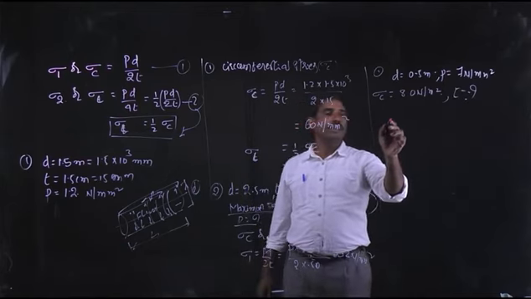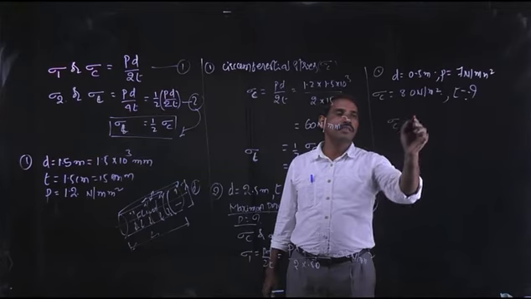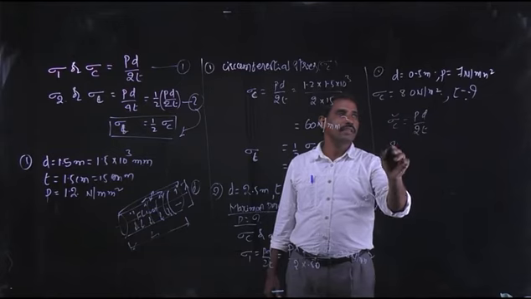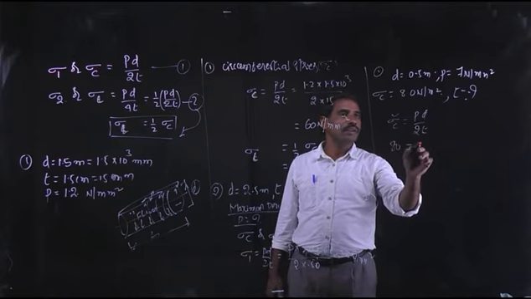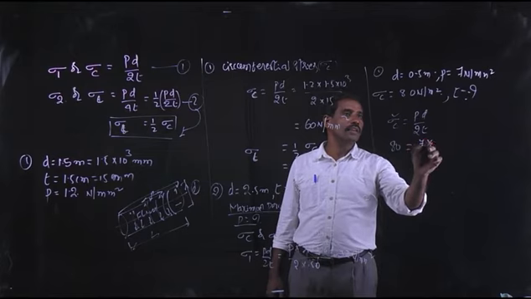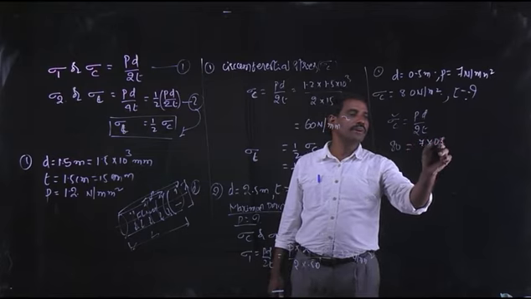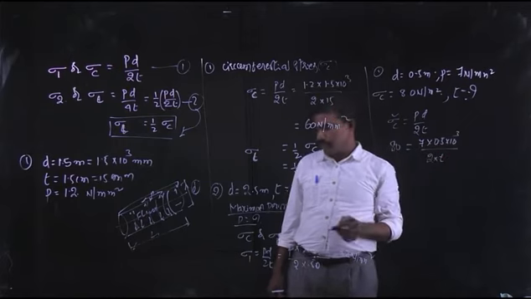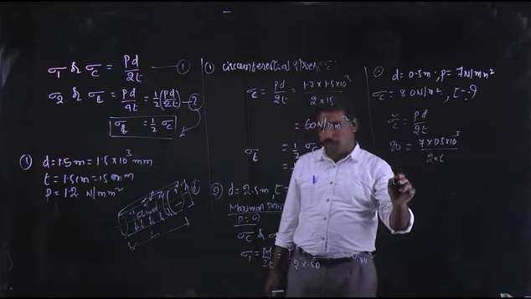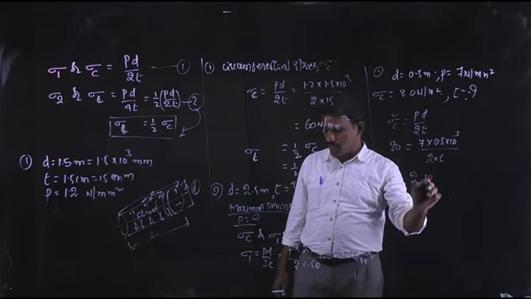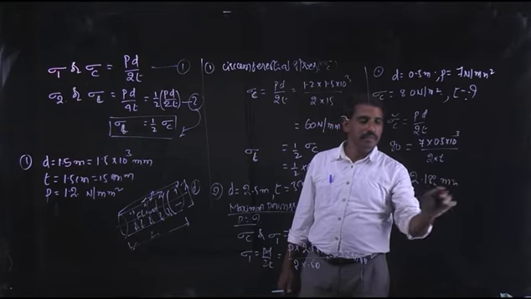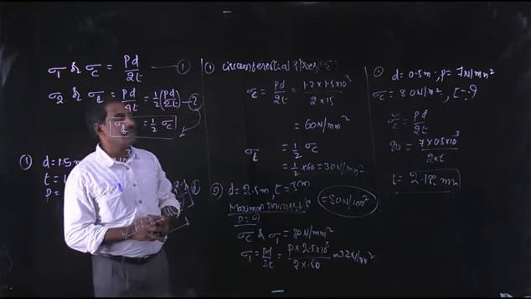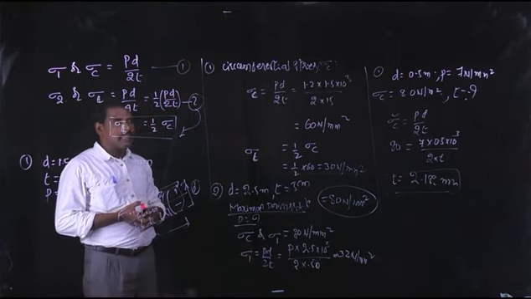Then you can use the circumferential stress, sigma is equal to PD by 2T. So we know the circumferential stress, 80 is equal to, P is also given, that is 7, D is also given, that is 0.5 into 10 cube, whole divided by 2 into T. So from that you can find out the T value, that is equal to 2.188 mm.